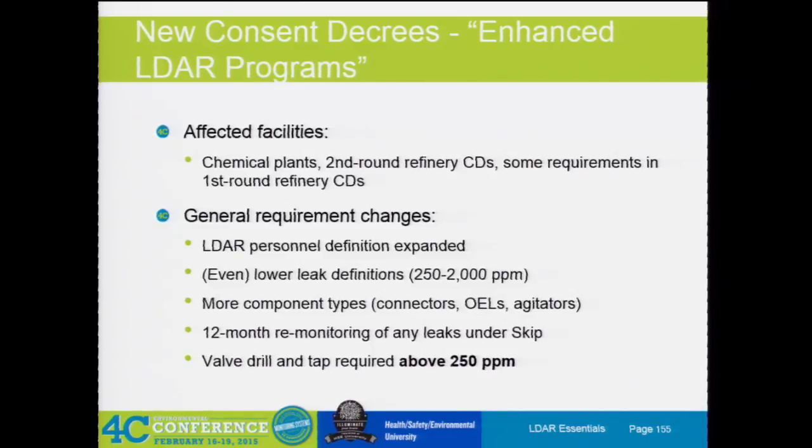There's a lower leak definition, 250 to 2,000. Of course, these guys out here in California are probably laughing at us saying they have lower leak definitions just within their counties. So they're already under it. They're not too worried about it. They're bringing in more component types, and they're doing a 12-month remonitoring for any leak under a skip period. And then you're going to have to make extraordinary repair attempts above 250.